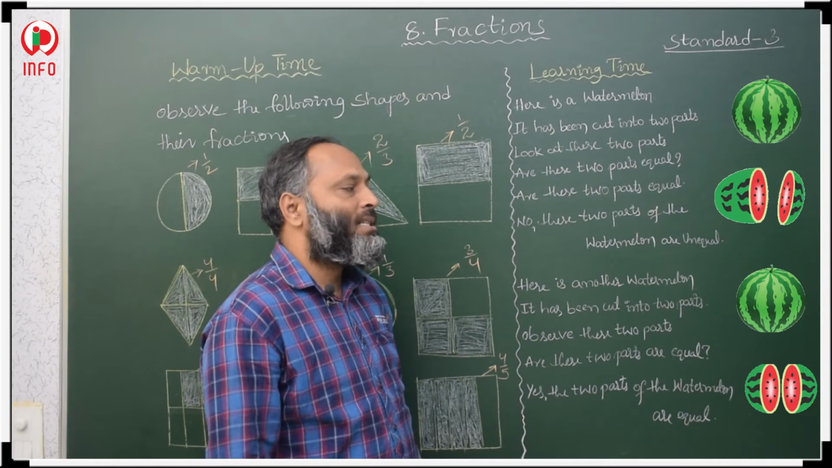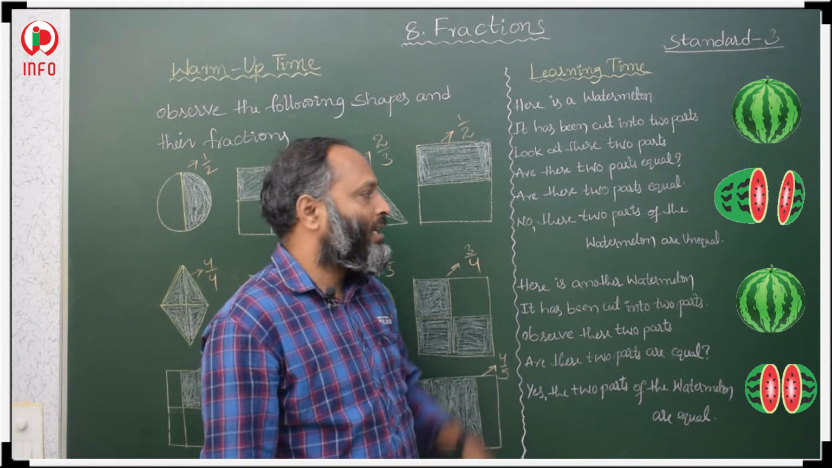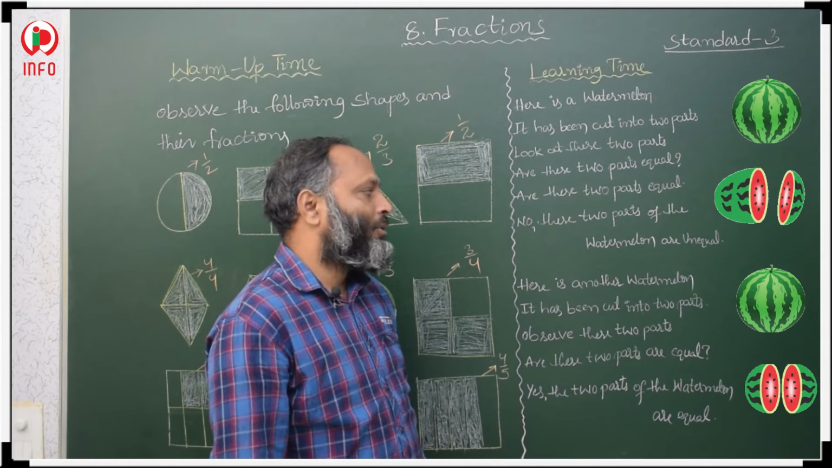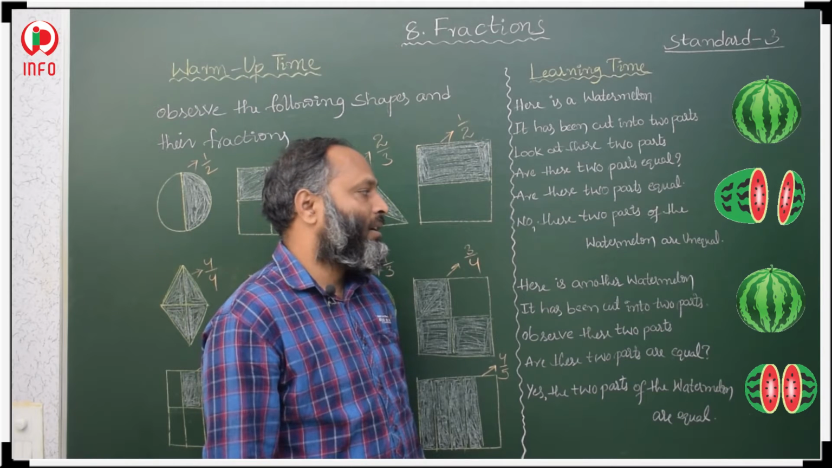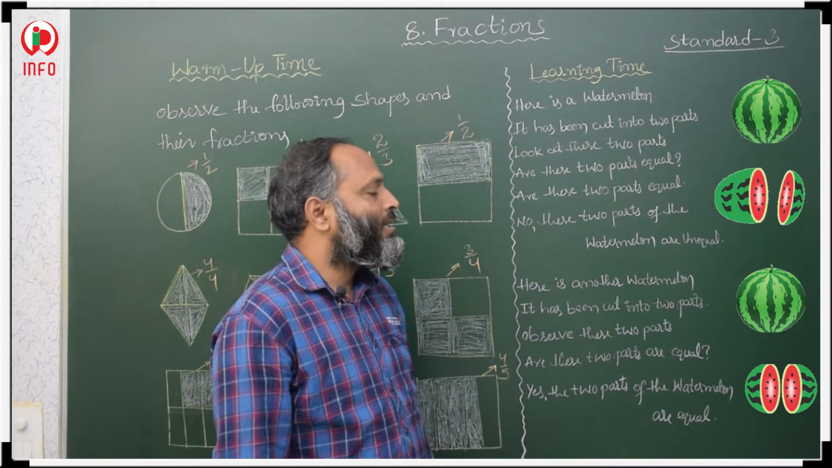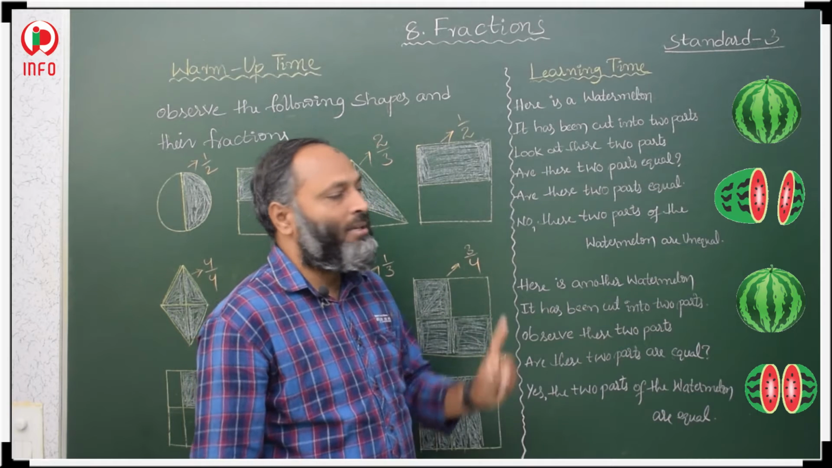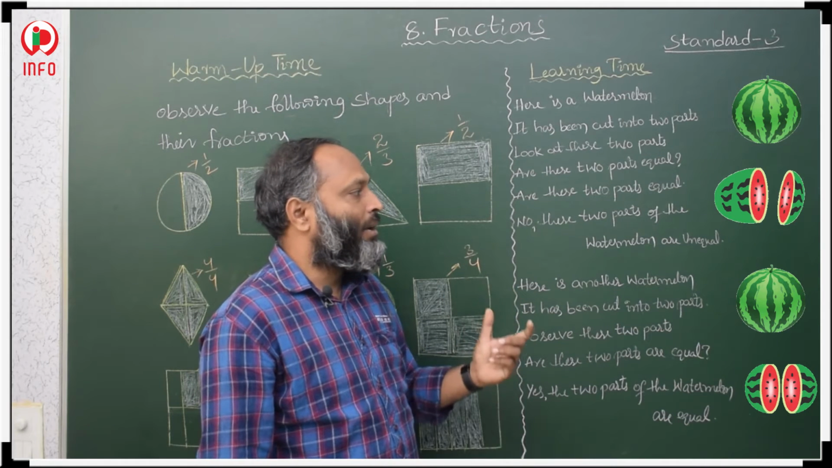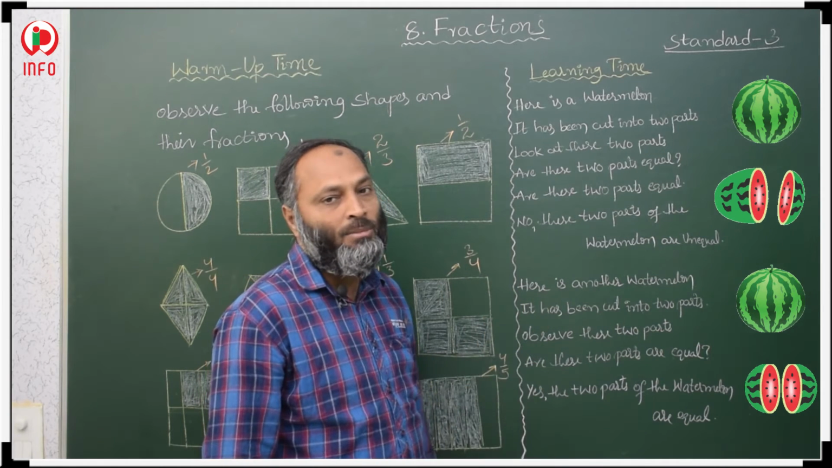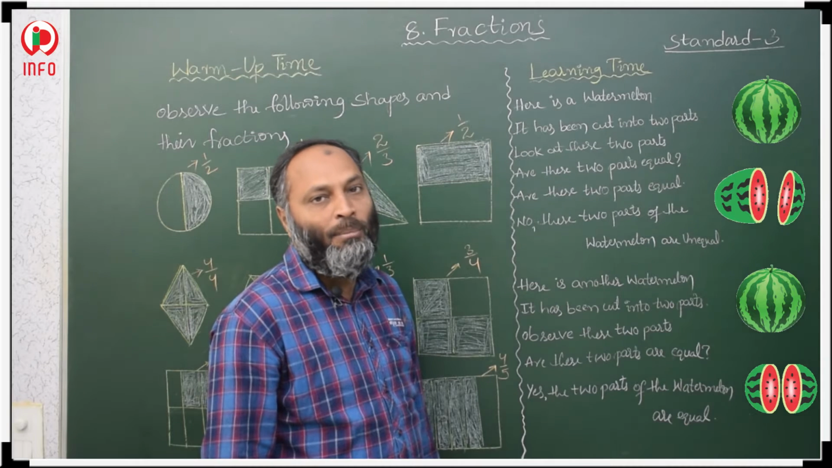Are these two parts equal? No, the two parts of the watermelon are unequal. So the two parts we divided into are not equal. One part is bigger and one part is smaller. They are not equal parts.